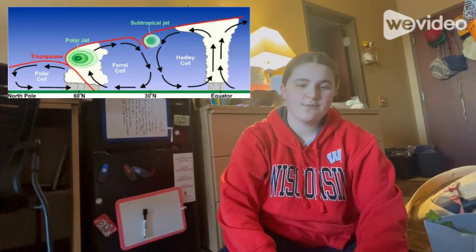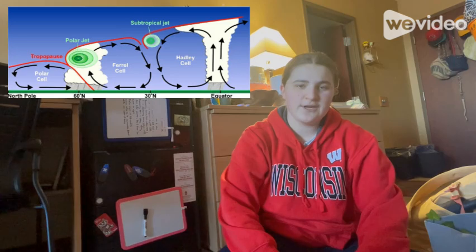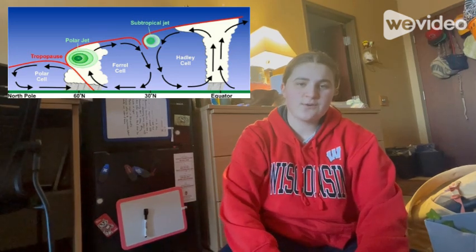This is the basis for the discovery of the three cells: the Hadley cell from 0 to 30, the Ferrel cell from 30 to 60, and the polar cell from 60 to 90. The reason there is three is because of the Coriolis effect.